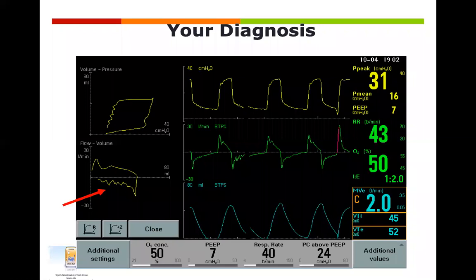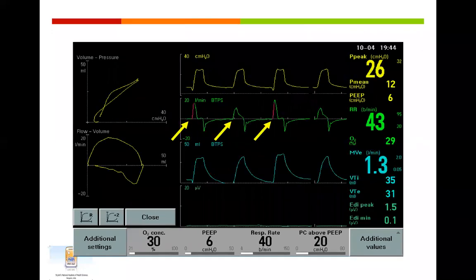And here? Secretions. Yes, we have secretions here. And what's happening here? Prolonged expiratory time. Yes, that is what is happening. And a little bit of auto triggering is also happening here.